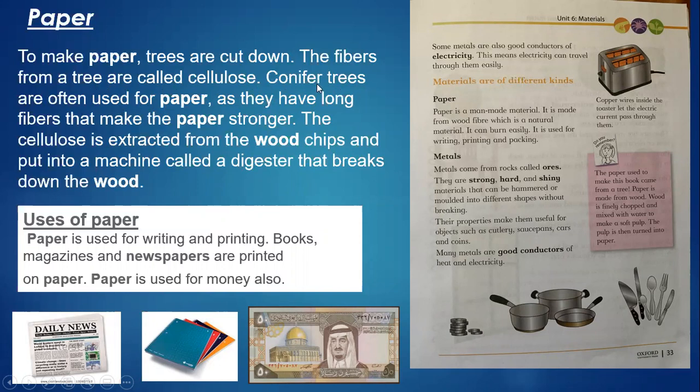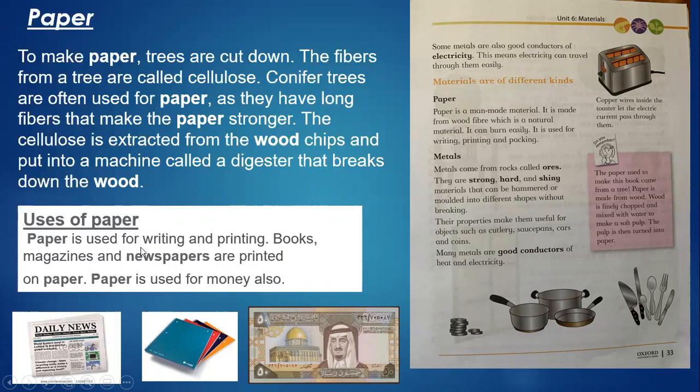Conifer is a type of tree which is often used for making paper, as they have long fibers that make the paper strong. The cellulose is extracted from the wood chips and put into a machine called the digester that breaks down the wood, and by undergoing different procedures we get the paper in the form of what we need, like these papers, like the money which the government prints.